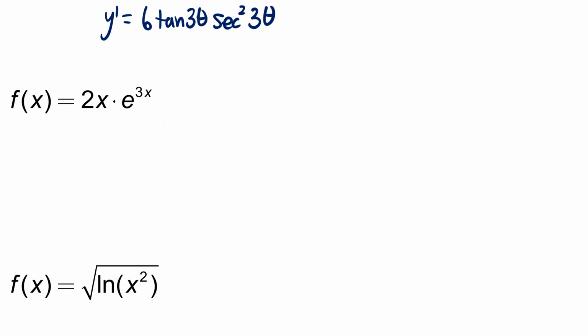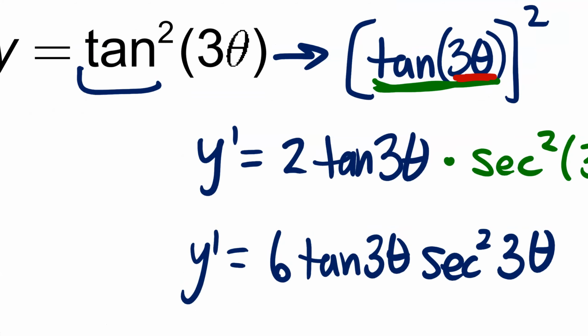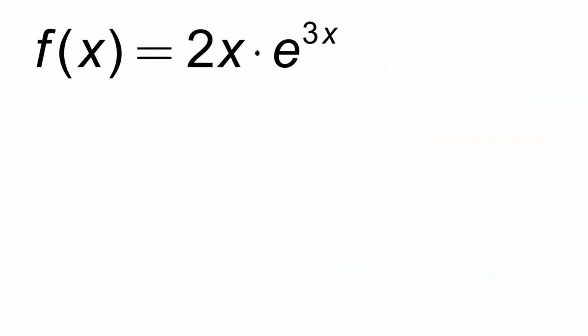Okay, let's check out this one. So number 1, tan squared of 3 theta, not a product. It is secretly a chain rule. But this one, I have a product. These are 2 functions. I will have a product rule. Number 4. I'll have u equal, so for B it's number 4?